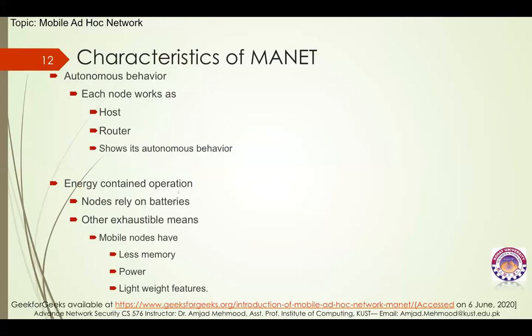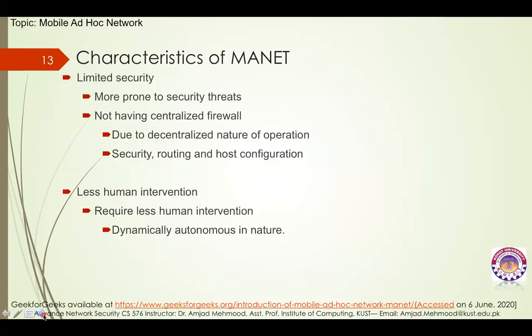Energy constrained operations: nodes rely on battery or other exhaustible means. Normally, mobile nodes have less memory, less power, and lightweight features as compared to wired devices.